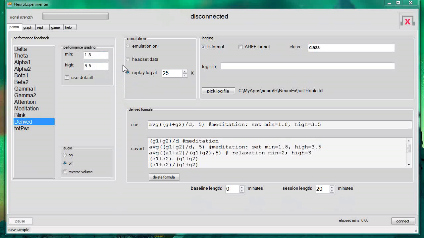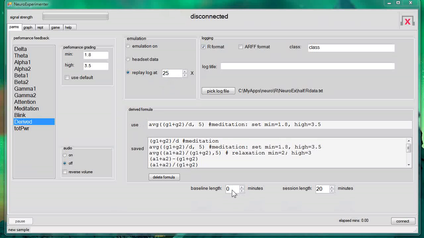And what we would do is pick headset data as the source of our data, and we would pick a different log file so that we could retain the information and process it many times. And what I'm going to do now is replay the log quickly so we can get to the second half of the session, and then we're going to pretend like we're doing this in real time instead of just replaying the log.